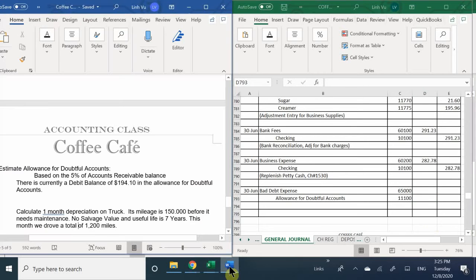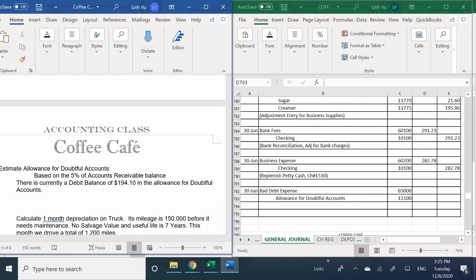Now, I'm also given a little piece of information saying that right now my current balance in my allowance for doubtful accounts is 194.10. Exactly. So what method of the allowance method am I actually going to be doing? Do you guys remember? Direct write-off, allowance method.